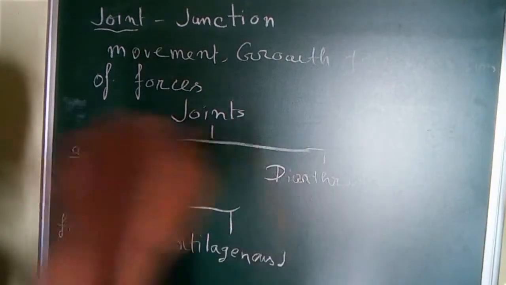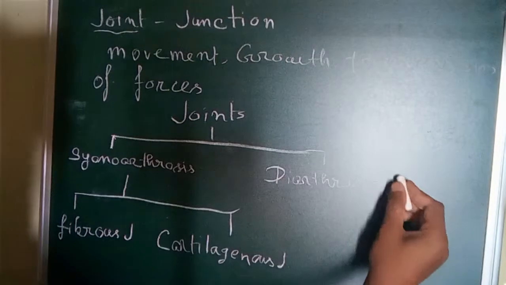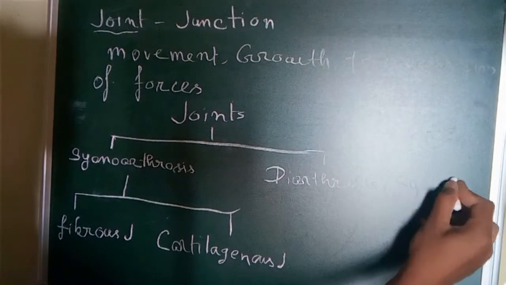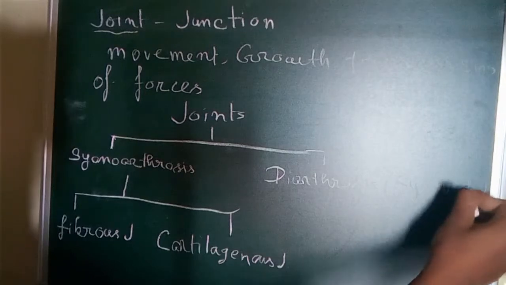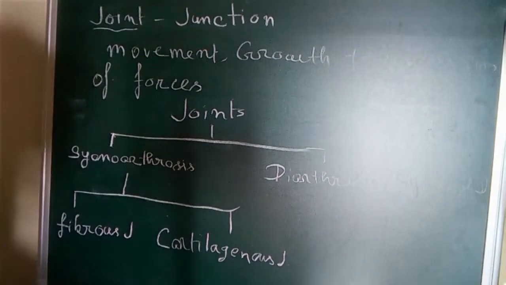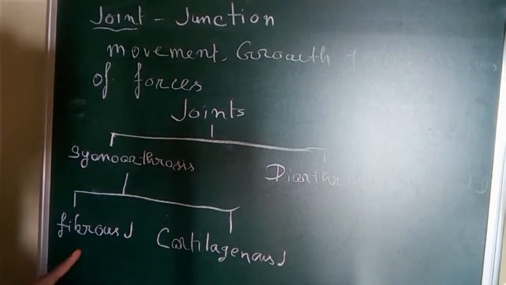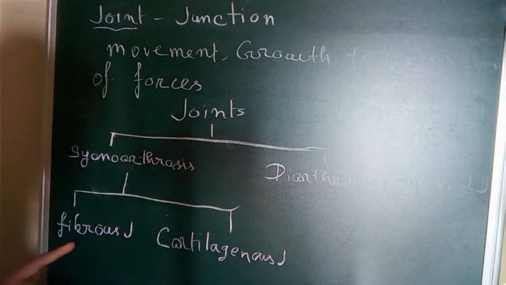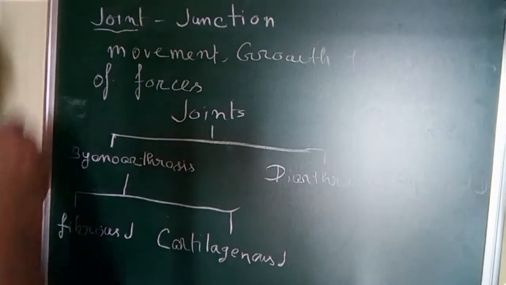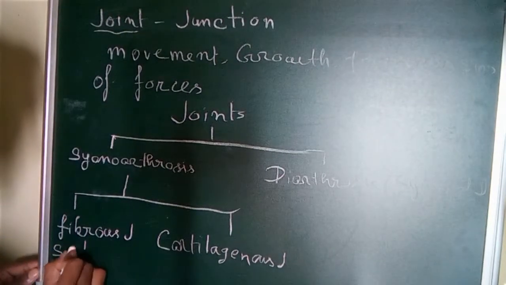And diarthrosis is also called a synovial joint. So a synovial joint is called diarthrosis. Now, what is a fibrous joint? Fibrous joints are of types like sutures.